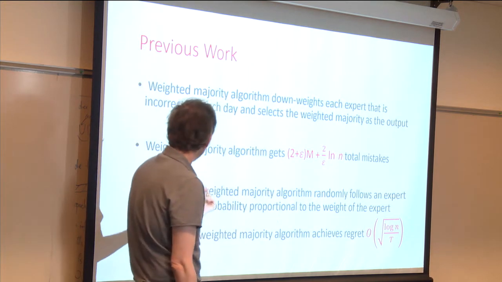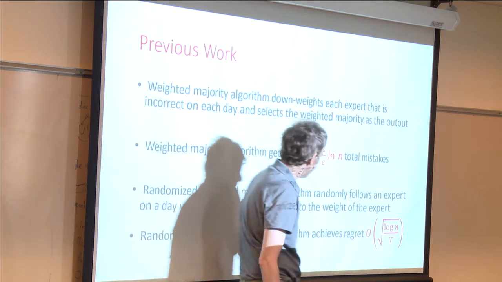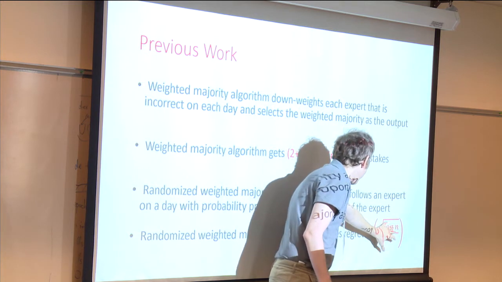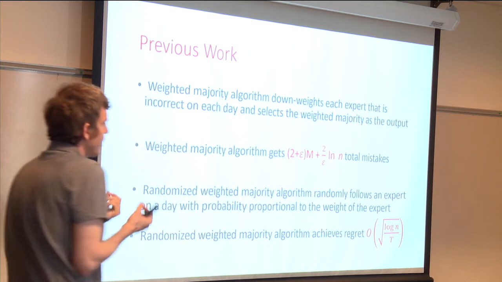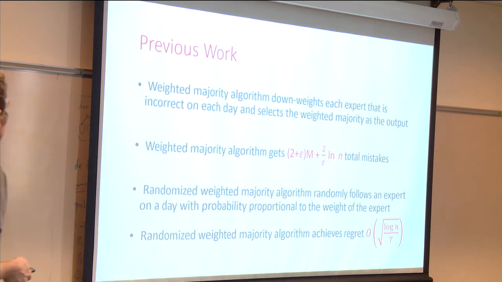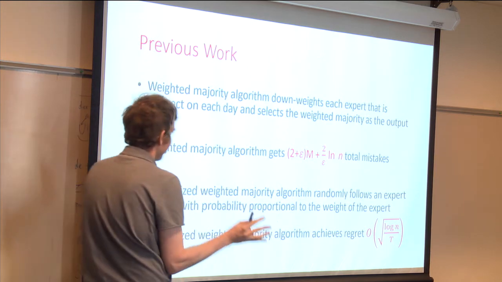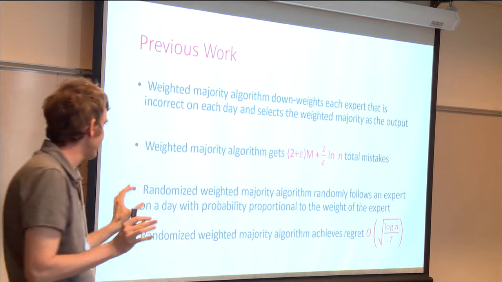I said epsilon was a parameter. If you set epsilon to be roughly root 1 over t, ignoring log factors for the talk, you get regret which is order 1 over root t. And that's best possible information theoretically. Regret, more precisely, is order root log n over t.